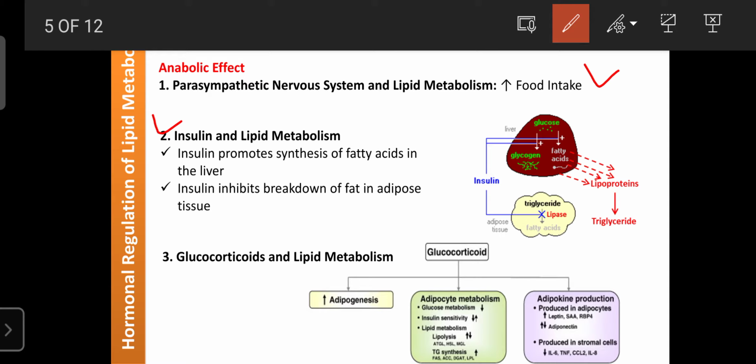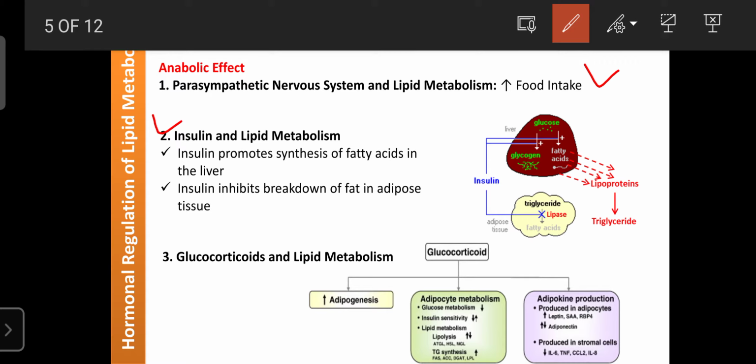In the liver, it can inhibit gluconeogenesis. Then it can enhance the formation of lipoproteins and the formation of triglycerides. So due to that, more lipid can be formed under the influence of insulin.